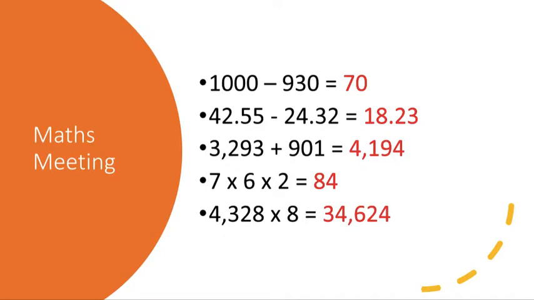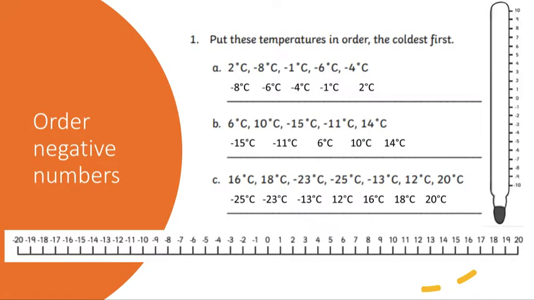Okay, on to today's lesson. Marking from yesterday's lesson. Put these temperatures in correct order, the coldest first. -8, -6, -4, -1, 2. -15, -11, 6, 10, 14. -25, -23, -13, 12, 16, 18 and 20.